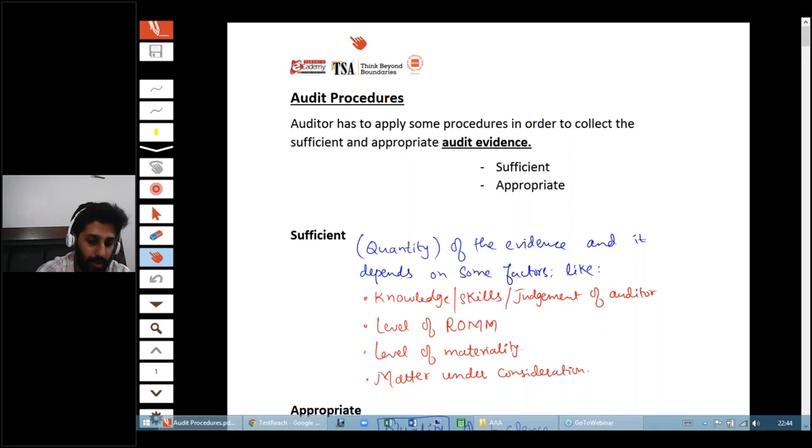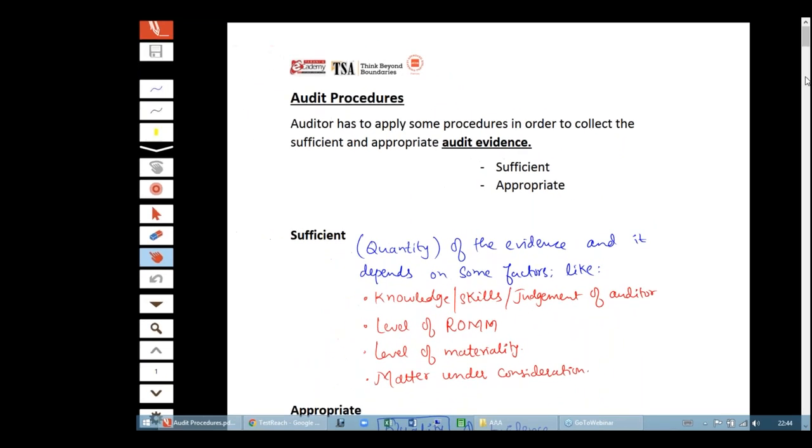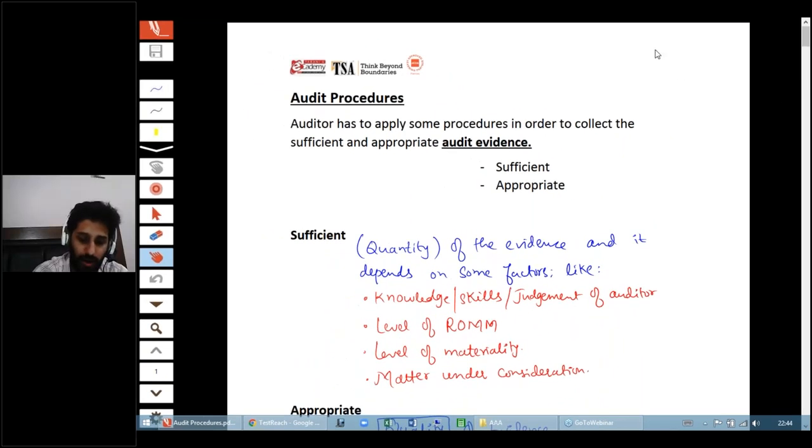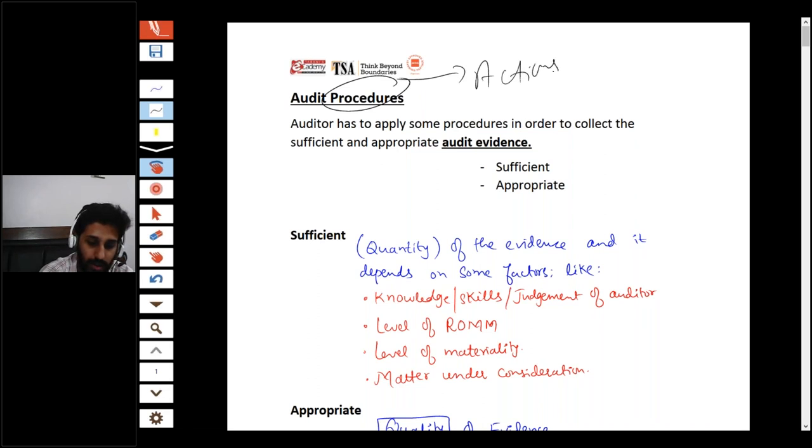What is the audit procedure? Audit procedure is actually the actions. These are basically the actions of the auditor. Auditor has to apply some procedures, and procedures are applied on controls as well as substantive testing.